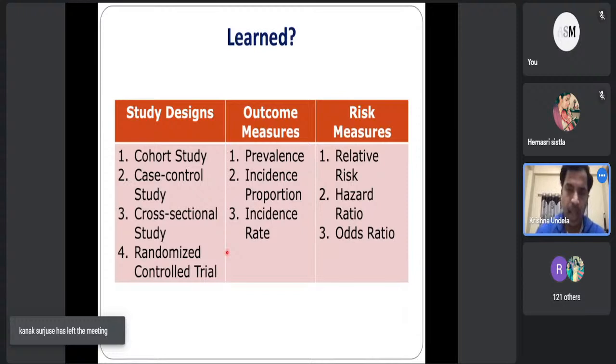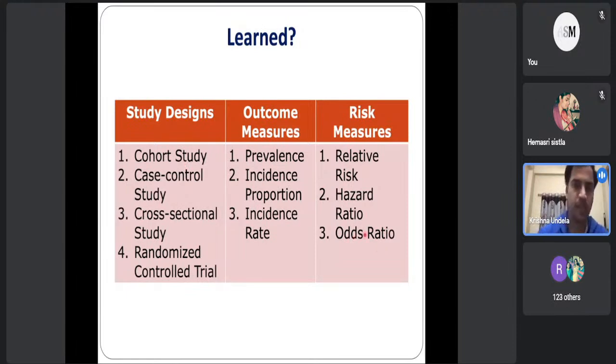And from the previous class and today's class, I hope you learned all these things: we have discussed various study designs, cohort study, case control study, cross-sectional study, and randomized control trial. And also we have discussed various outcomes. We calculate the prevalence, the percentage, when we conduct a cross-sectional study, and we calculate the incidence proportion and the incidence rate for the cohort study. From the incidence proportion, you calculate the relative risk, and from the incidence rate, you calculate the hazard ratio. And whenever you conduct a case control study, the retrospective study, you calculate the odds ratio, right?